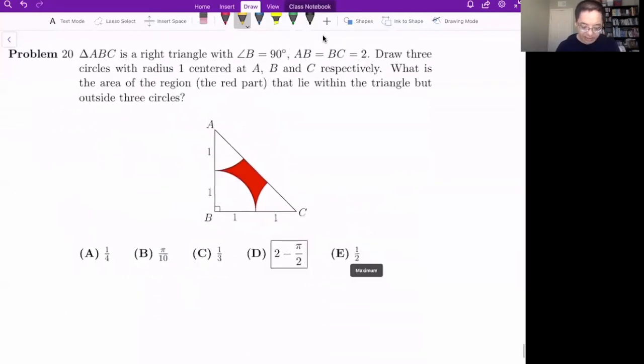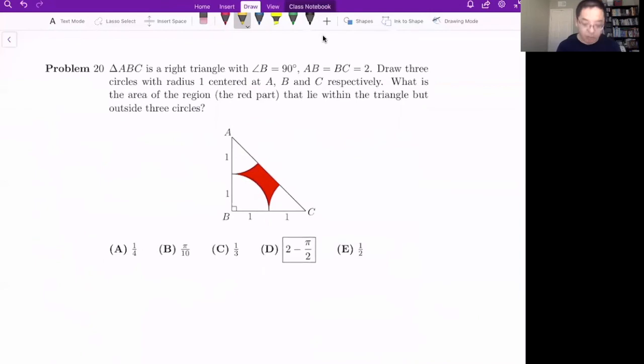All right, now let's do problem number 20. Here we have right triangle ABC, and at the three vertices A, B, C, we draw a circle with radius 1. So then we basically get three sectors. Now we need to figure out the area of the red one. But the red one itself is an irregular shape. We cannot do it directly.